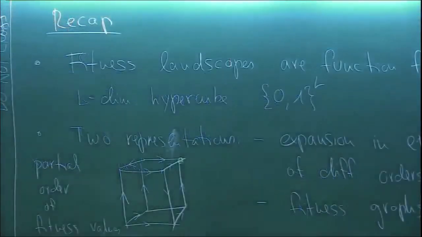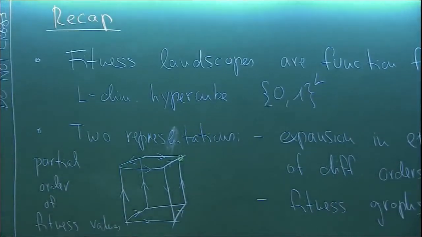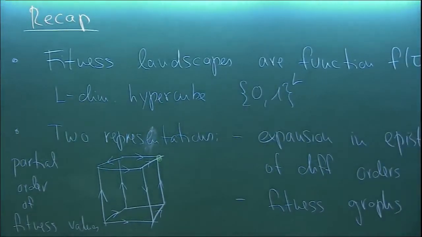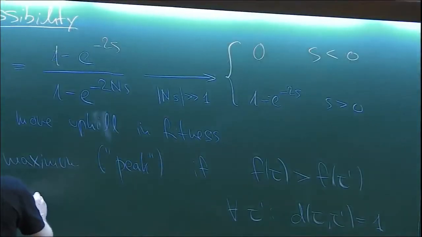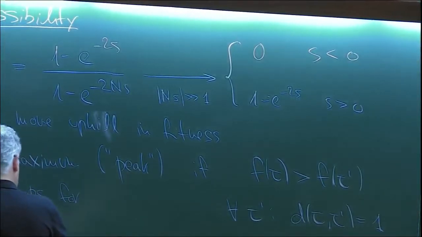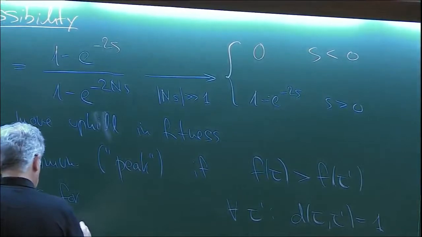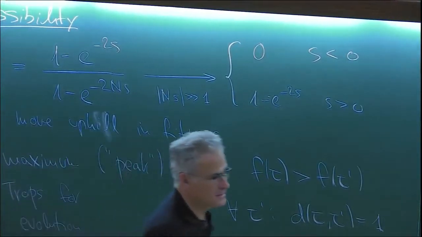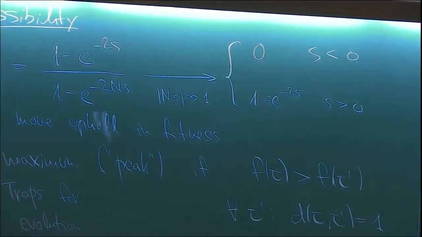And a peak, under this assumption, is of course a genotype from which you cannot get away. So these peaks are sort of traps for evolution, if you will. And this is what Wright was concerned about in the text that I quoted yesterday, that evolving populations would tend to be stuck at such peaks. Okay, so these are the peaks.